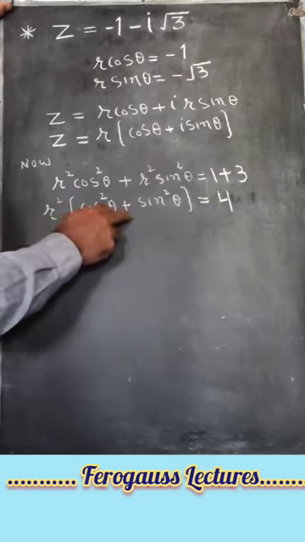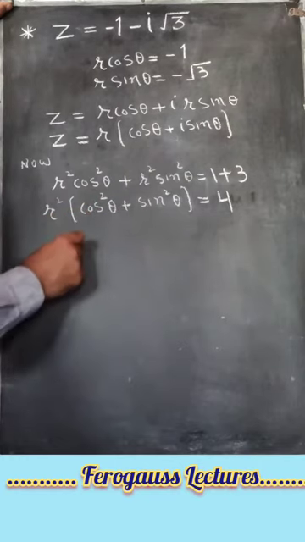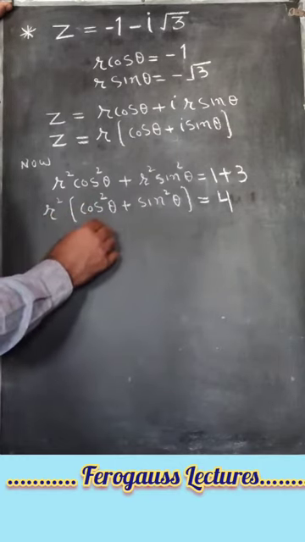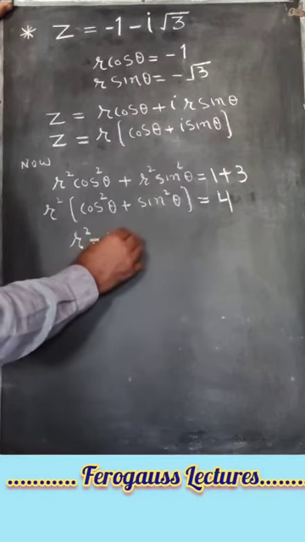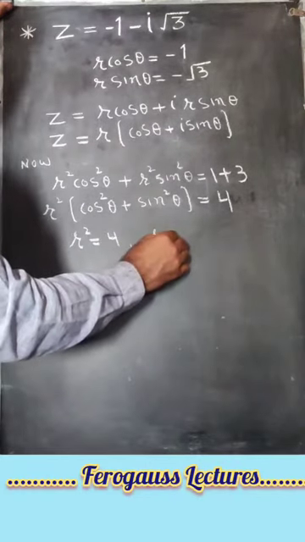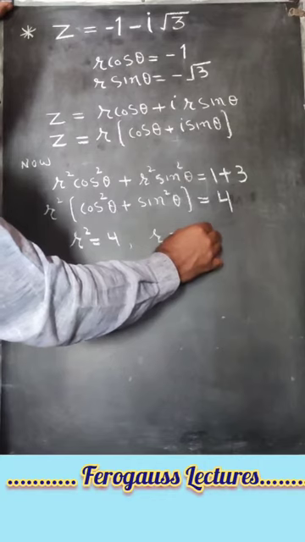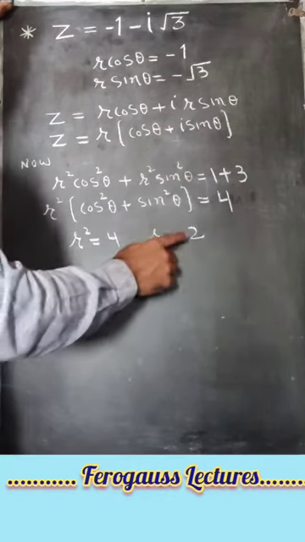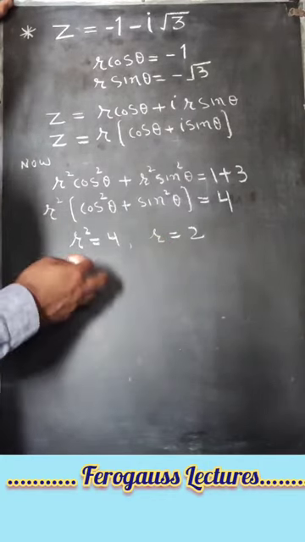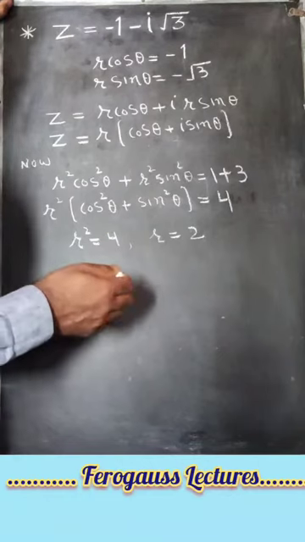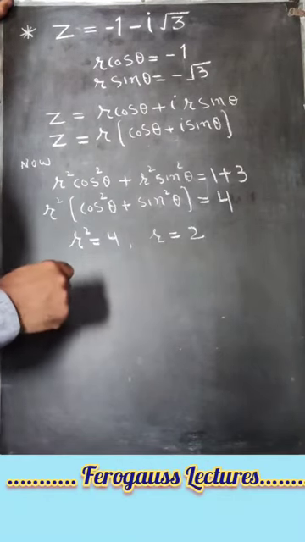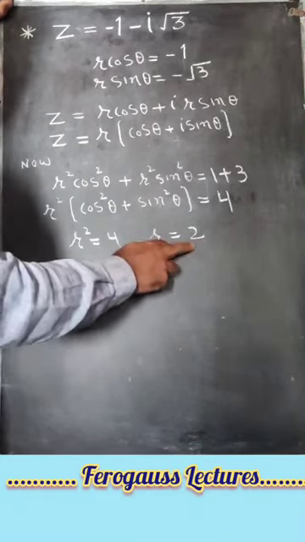Now cos square theta plus sin square theta is equal to 1, so we get r square is equal to 4, or r is equal to square root of 4, that is equal to 2. We take r as positive because it is modulus of the complex number and it cannot be negative. Thus we get modulus of the complex number, that is r equal to 2.